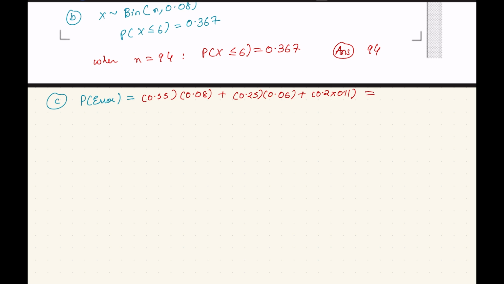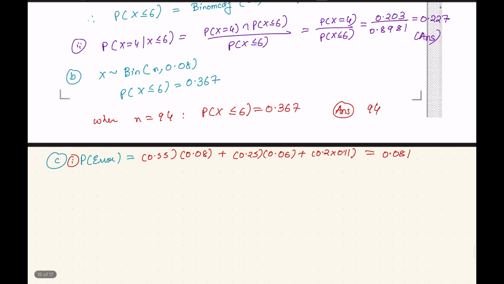Now, when you plug it in your calculator, you'll get 0.081. That is the total probability of an error to occur. That's C1.